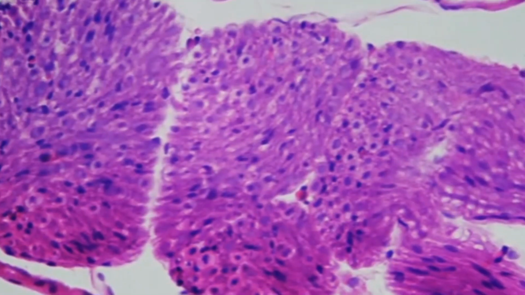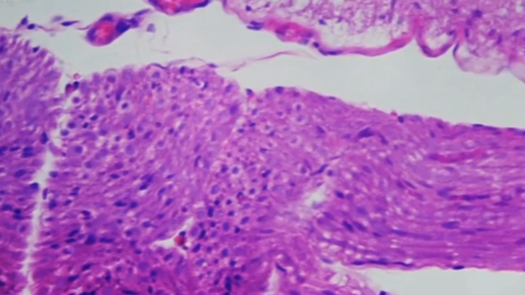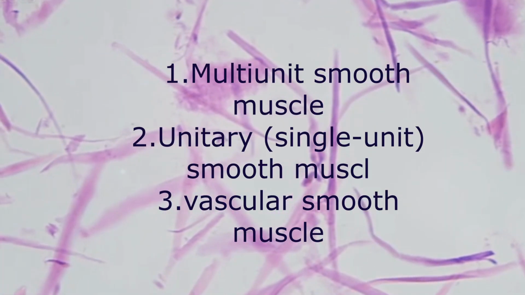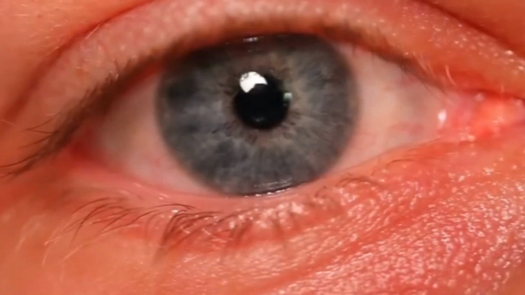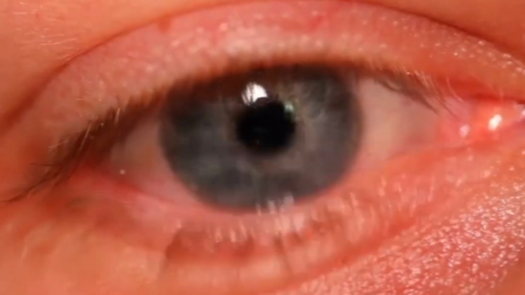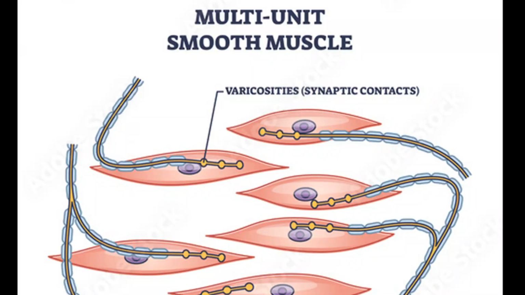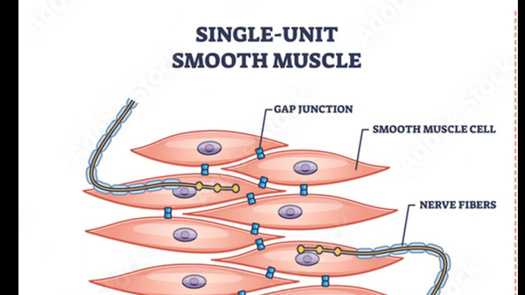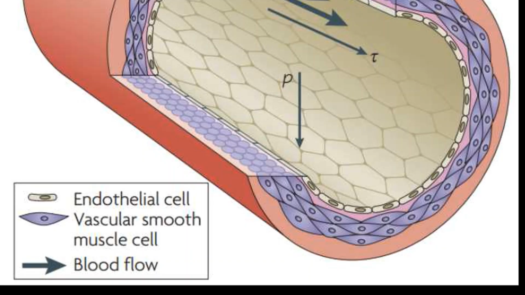While all smooth muscles share some common characteristics, they are not all created equal. Smooth muscles can be classified into three main types: multi-unit, unitary, and vascular. Each type has unique properties for its specific role. Multi-unit smooth muscle cells act independently. Unitary smooth muscle functions as a single unit. Vascular smooth muscle regulates blood pressure and flow. Understanding these differences is crucial for comprehending their roles in our organs and systems.